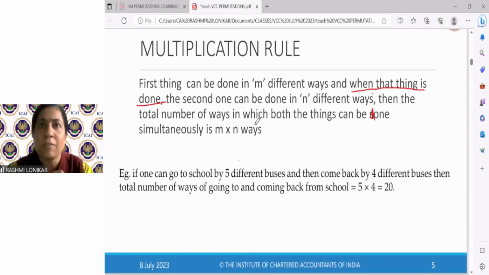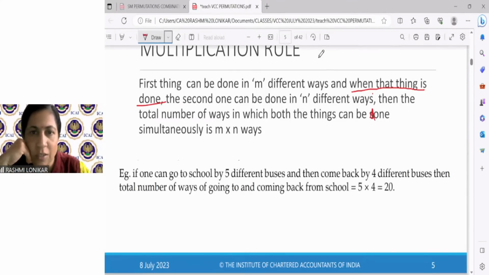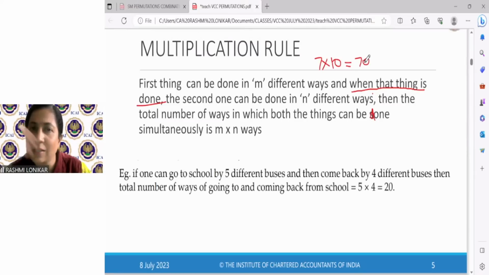Suppose I have to select 7 students, and to each of the 7 students I want to distribute 10 chocolates. Suppose I took a presentation and I'm trying to select 7 students out of the class to whom I want to distribute chocolates. So what is the first step? Selection of the students. Out of the class, I select 7 students, and then I distribute 10 chocolates. So in what way I can do it is 70 ways.